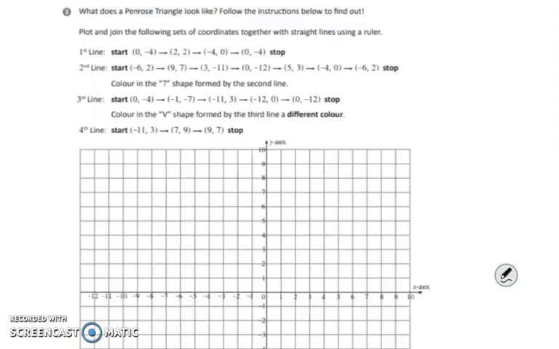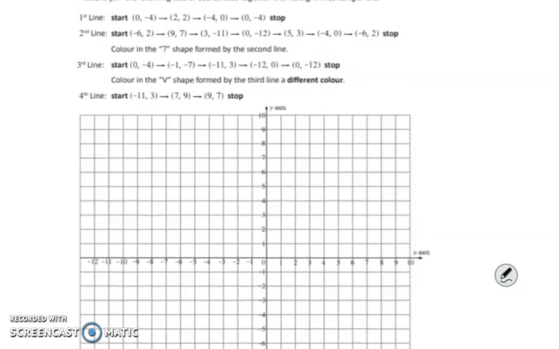The next one is, you know how last week we did kind of a piece of art? This is similar to that, where you are creating a visual. It's not a picture the same as last week, but we're going to do the first line together. So you'll see that it has first line, second line, third line, fourth line. And at 2 different times it tells you to stop and do something. So let's do the first line together. We're going to start with 0, -4, which is right here. And we're drawing a line to 2, 2. You're going to do that with a ruler, so it's going to be a little bit better than what I've done. Then we're going to -4, 0, which is right there.